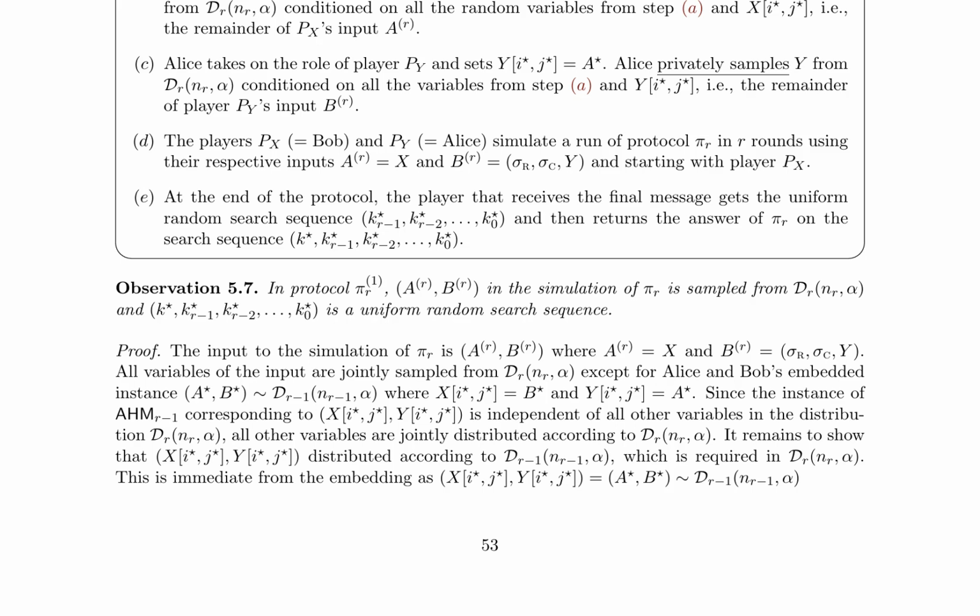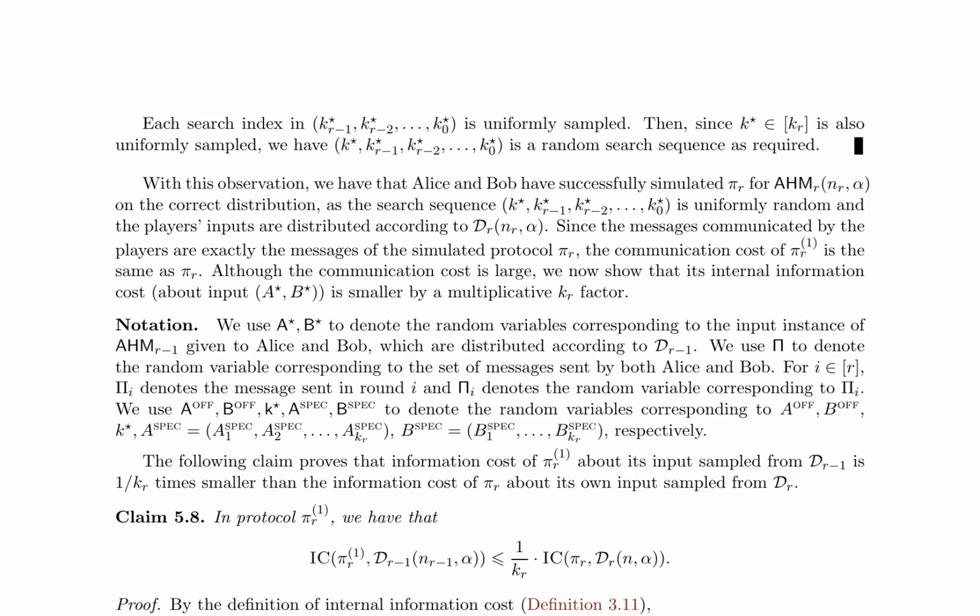Observation 5.7 states that in protocol pi_1^r, (A_r, B_r) is sampled from D_r(N_r, alpha), and k-star_{r-1}, k-star_{r-2}, ..., k-star_0 is a uniform random search sequence. This is proven by showing that all variables of the input are jointly sampled from D_r(N_r, alpha), except for Alice and Bob's embedded instance A-star, B-star, which is distributed as D_{r-1}(N_{r-1}, alpha), and is independent of all other variables in the distribution D_r(N_r, alpha).